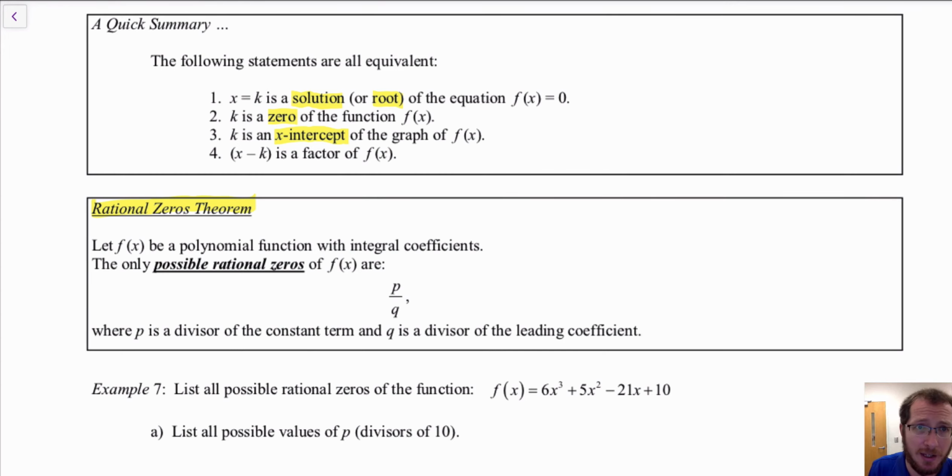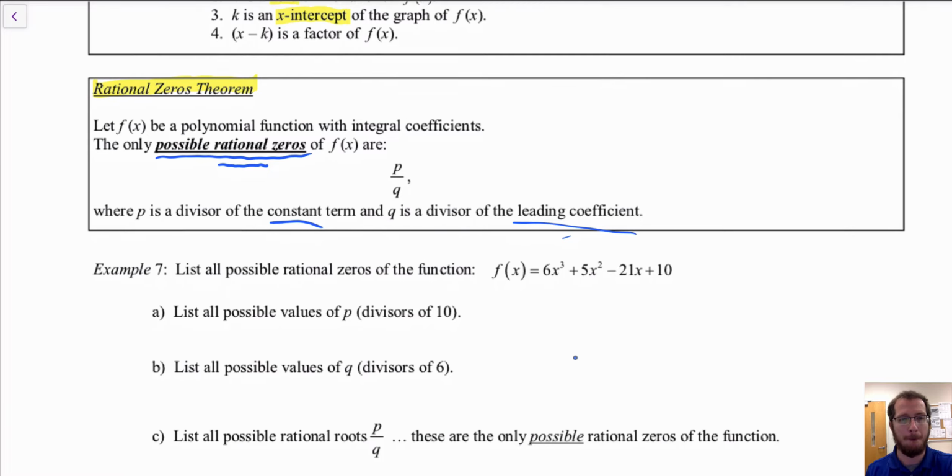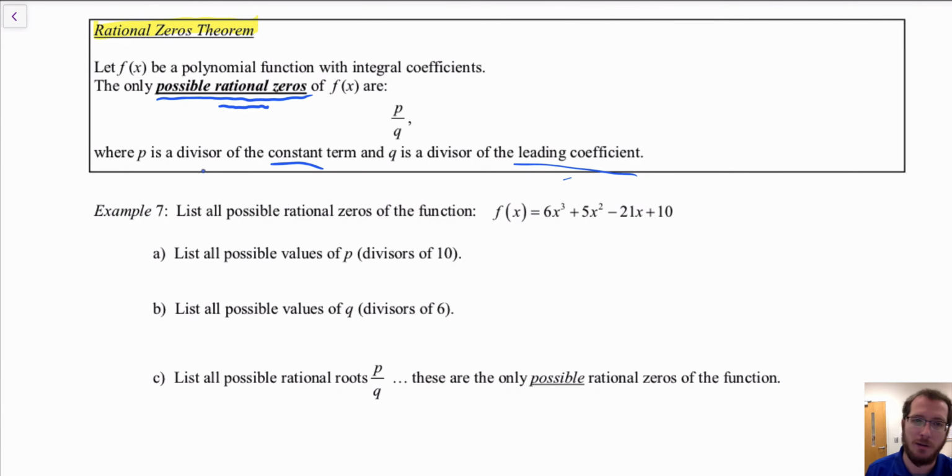All right, so the rational roots theorem, or rational zeros theorem, says if we have a function f of x, then we can find the possible rational zeros. Okay, note this is just for rational real zeros, by looking at the divisors of the constant term and divisors of the leading coefficient. All right, and we call P the divisors of the constant term, Q the divisors of the leading coefficient.